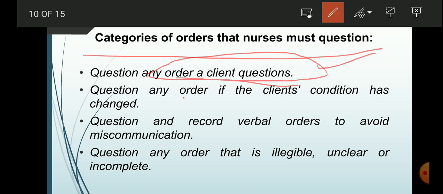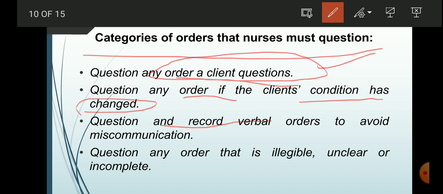You have to question any order if the client's condition has changed. For example, there are medications given because the patient is suffering from an acute condition or a crisis. Now, if there is progress in the patient, you will have to question the order to the doctor. Doc, the patient has changed, he is okay now. Do I still need to give this medication, even though the patient is okay? So you really have to ask questions.